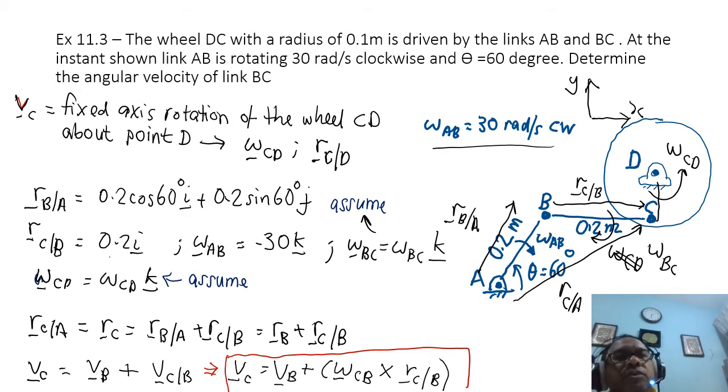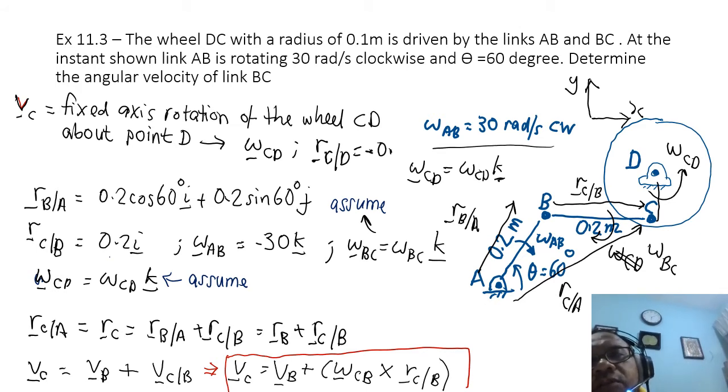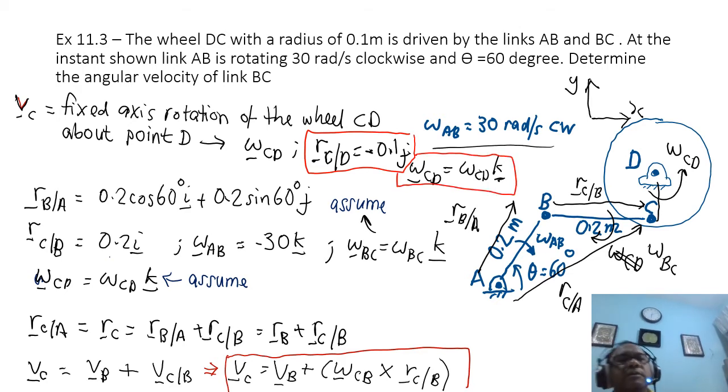So if we assume again omega CD equals amplitude omega CD K, and the position vector of C relative to D is the diameter of this wheel, so C relative to D is minus 0.1 J because of the radius. Yeah, so I've got that point there. I'm going to block this one. So there you go.